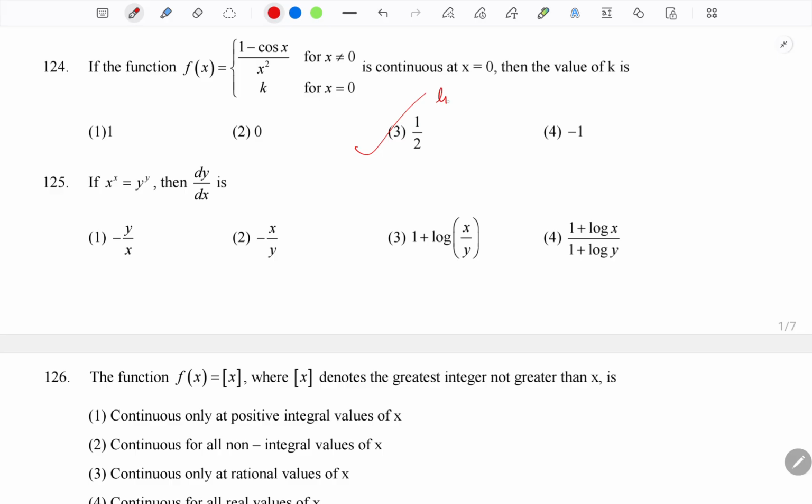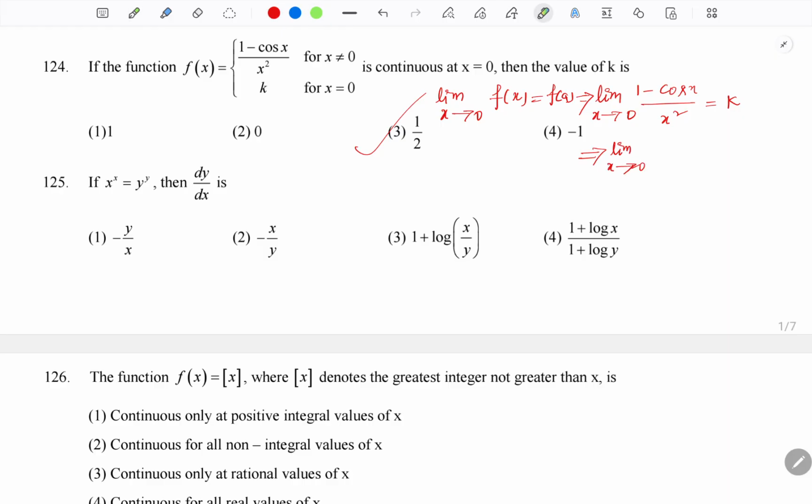What is the limit for a continuous function? Limit x tends to 0, f of x is equal to f of a, right? Then if I substitute, limit x tends to 0, f of x. What is f of x here? 1 minus cos x by x square equal to f of 0. At 0, what is the answer here? If I substitute 0, what will you get? 0 by 0, right? Then if I go by L'Hospital rule, how many times is required? 2 times. Do one time first derivative, then understood my point, students?